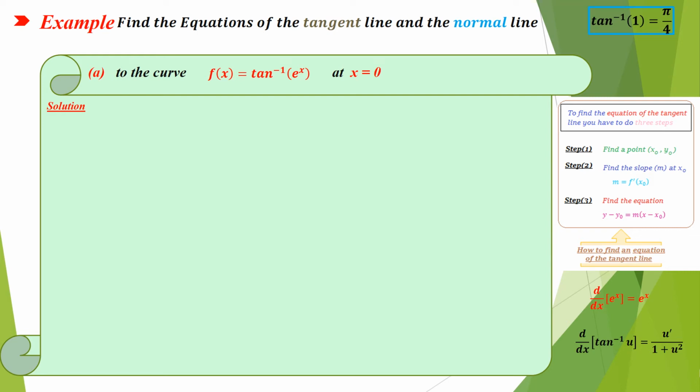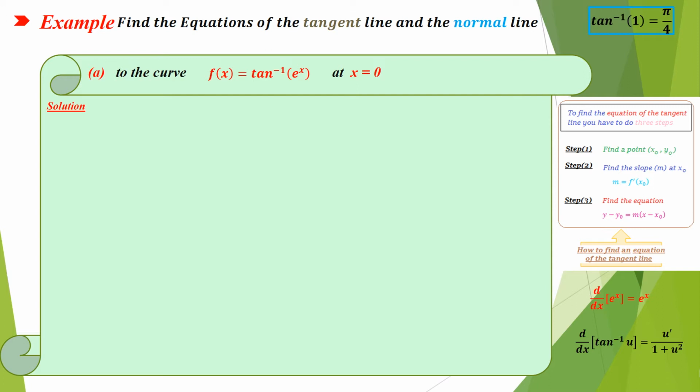Hi everyone, in this video we have two examples, and in these two examples you have to find the equations of the tangent line and the normal line. So as you know, you have three steps to find the equation of the tangent line. The first one, you have to get a point, then you have to find the slope, which is the first derivative at the given x, and then you have to use the formula of the tangent line, which is y minus y0 equals m multiplied by x minus x0.